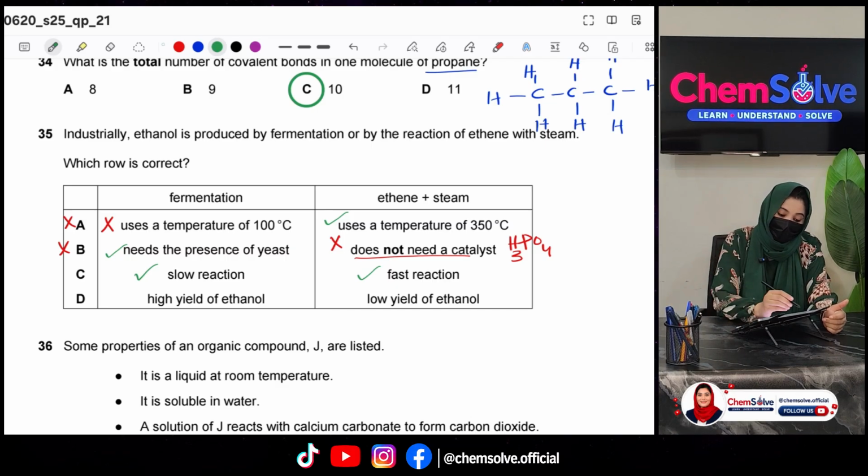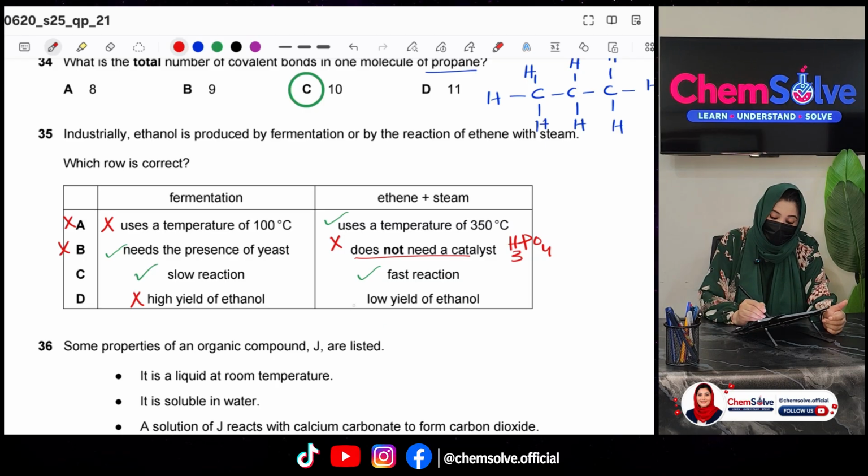It produces a high yield of ethanol? No, because it's a slow process. It does not produce a high yield of ethanol. It produces a low yield of ethanol. And it produces a low yield of ethanol? No, it's a fast reaction. It produces a high yield of ethanol. That's why option C is the correct one.